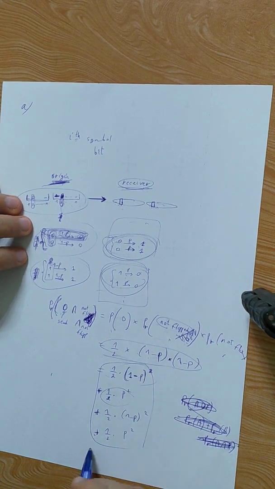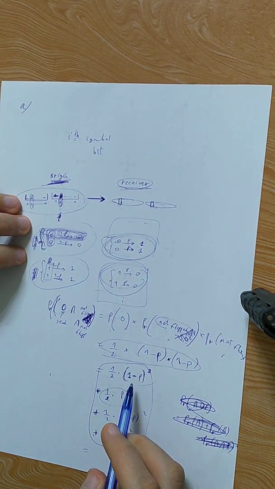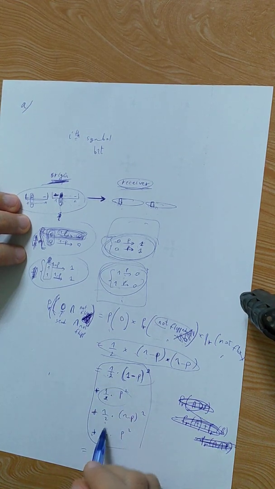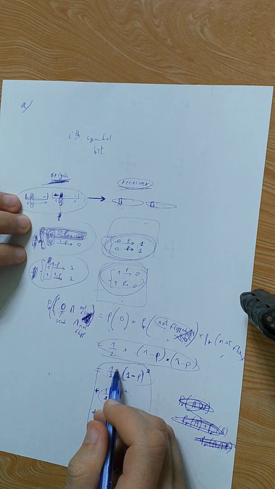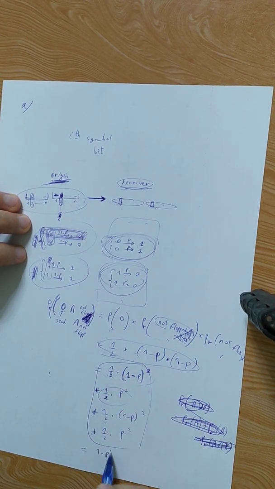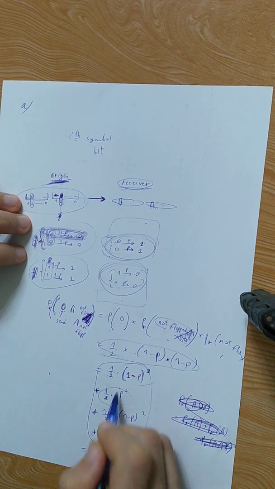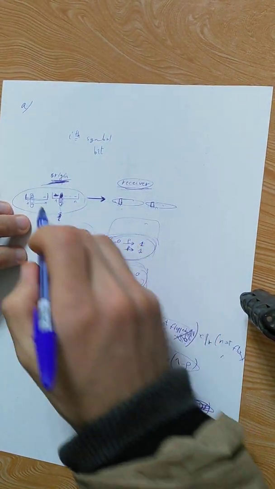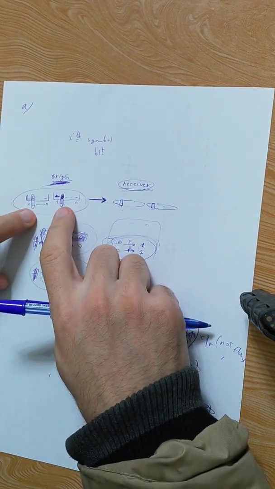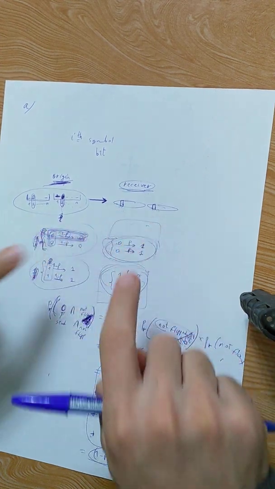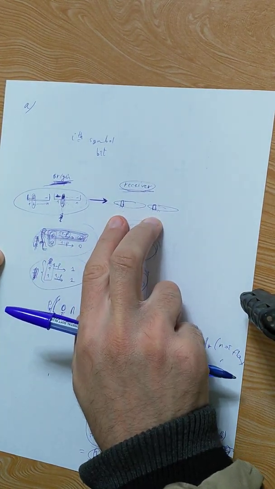So this is the answer, and it is a lovely answer. There is a half common factor here and here, so the half will disappear, if you like. So it will become 1 minus p squared plus p squared. So this is the probability that, for example, the second bit received is the same.